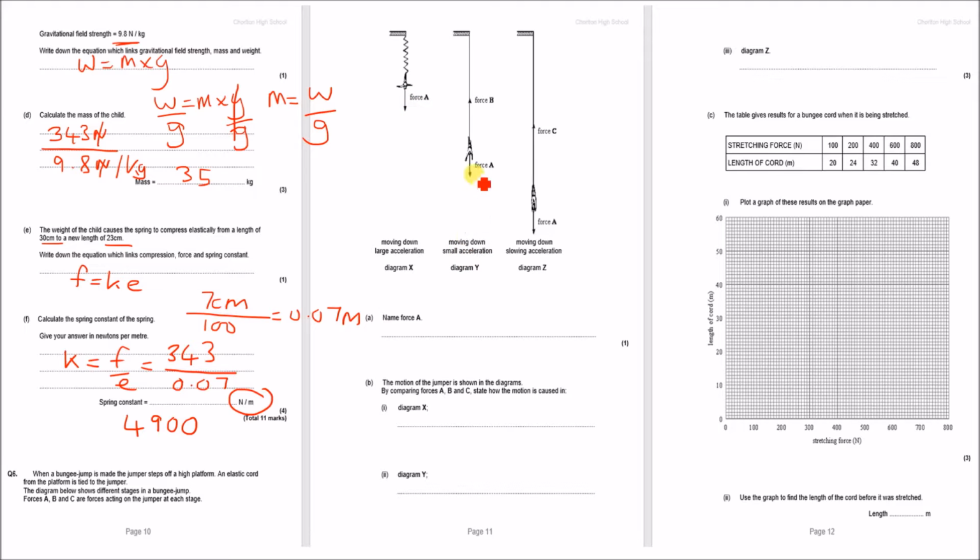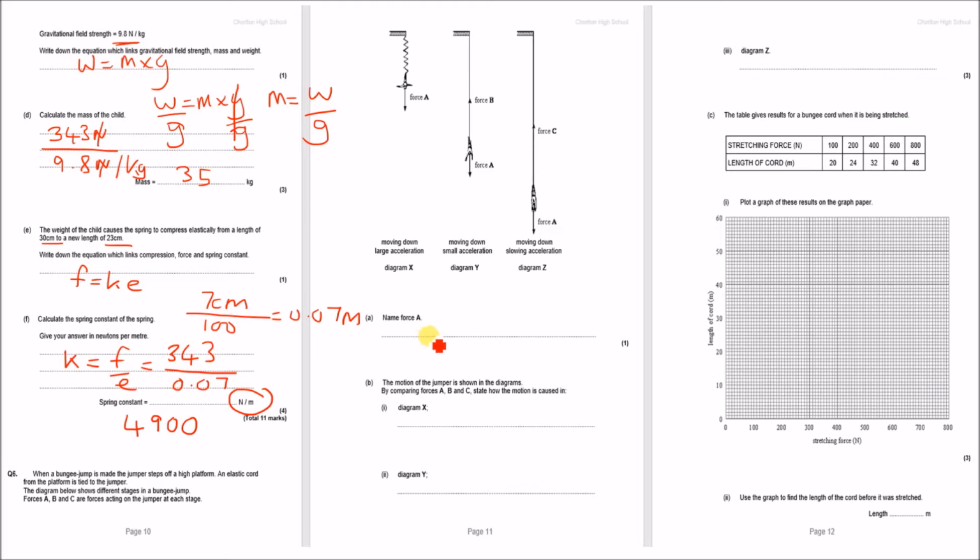Here they are moving down with a smaller acceleration because the resultant force is smaller. There's a force pushing up, there's a force pulling down, but force A has to still be bigger than force B because there's still a small acceleration. Remember, you get acceleration in the direction of the resultant force. Here, there is a slowing down, so there's a deceleration. To cause deceleration, force C would have to be greater than force A.